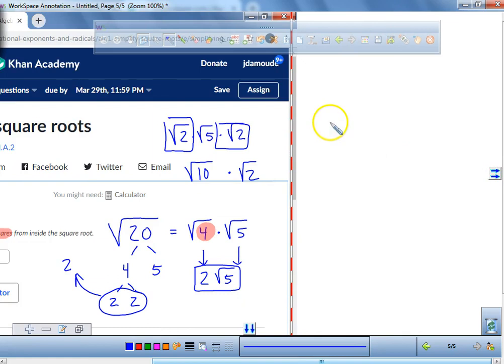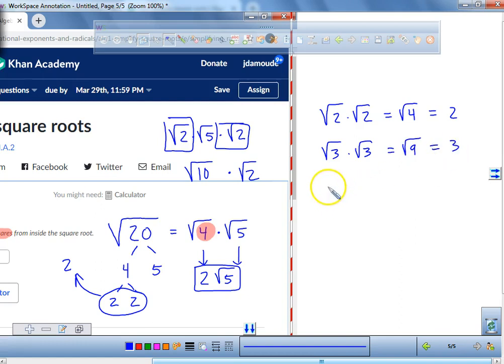Here. So here's what I need you guys to put into your journal. Check this out. Here's a rule. Watch this. The square root of 2 times the square root of 2 is the square root of 4, and that becomes a 2. The square root of 3 times the square root of 3 is the square root of 9, but that just becomes a 3. Interesting. The square root of 5 times the square root of 5 is the same thing as saying the square root of 25, which is 5.